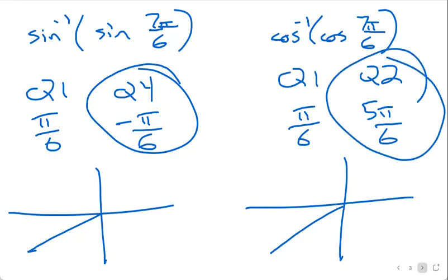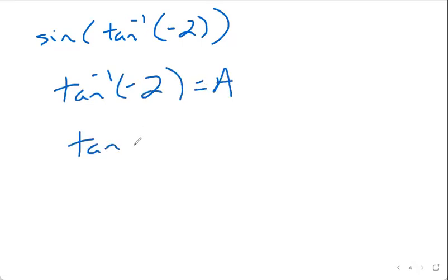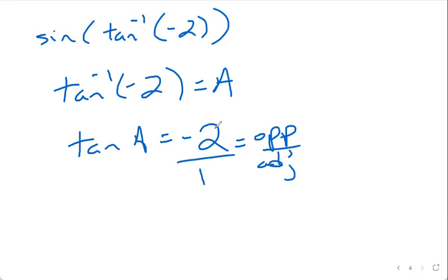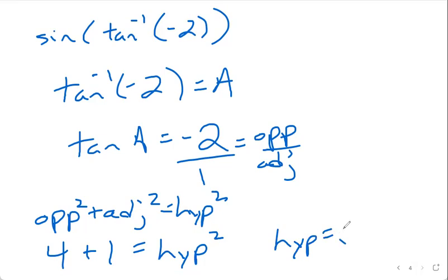And then lastly, if you're asked to find the trig of an inverse trig, this is just dealing with the ratio of sides. Because again, an inverse trig function gives you an angle, which means tangent of that angle is -2. That's how you go back. Tangent is opposite over adjacent, so it's going to be 2 over 1. Opposite squared plus adjacent squared equals hypotenuse squared for a right triangle. So 2 squared plus 1 squared equals hypotenuse squared, so the hypotenuse is the square root of 5.